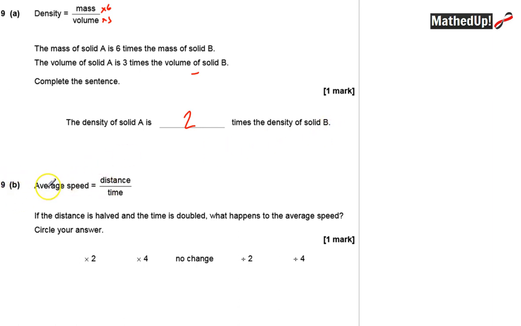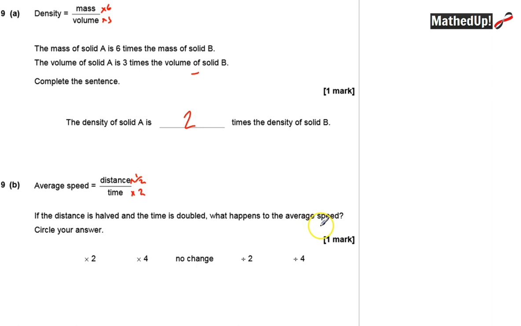Okay, part B. The average speed is equal to distance divided by time. If the distance is halved and the time is doubled, what happens to the average speed? So I'm going to half this, so times that by a half and times this by 2. So I'm going to double this. And a half divided by 2 is a quarter. So that means that the average speed is going to be a quarter of what it was before.